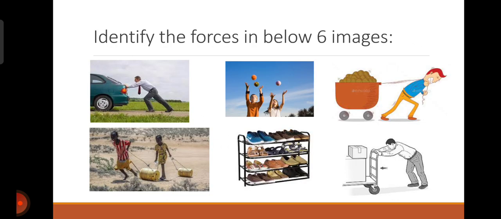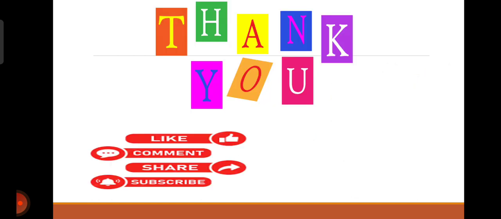Identify the forces in the below images. There are 6 different images and you have to write down which forces I have just made you study. You have to identify them and write them in the comment section below.